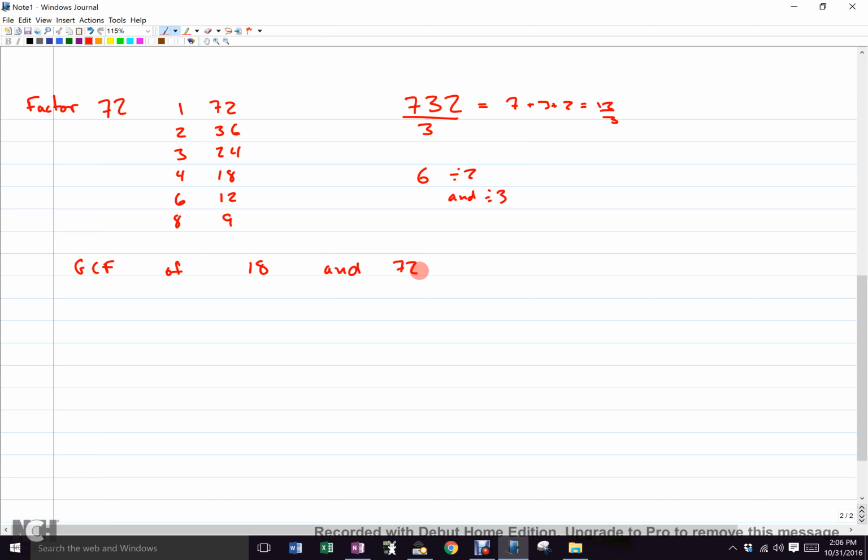It's 18. Of course it's 18. Because 18 is 1 and 18, 2 and 9, 3 and 6. And 72 has 18 right there. Right? Now there's another way to find GCF that I'm going to teach you in a later unit. But for this unit, this is what I need you to be able to do. Everybody cool with it? Okay, now, if you get it with numbers, do you also get it with letters?